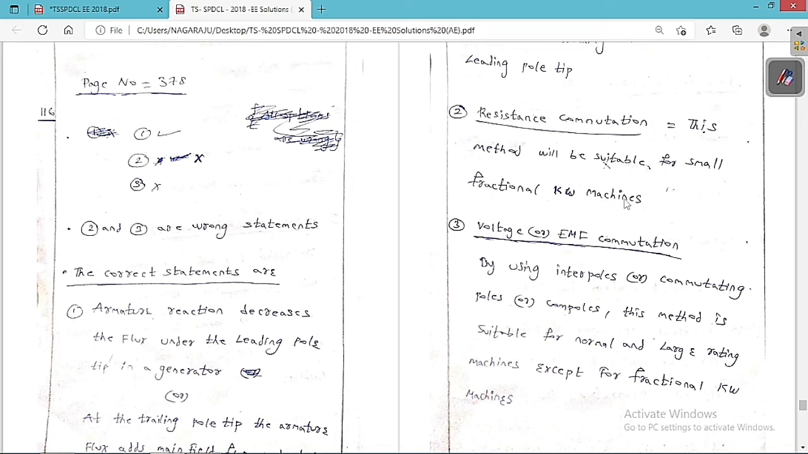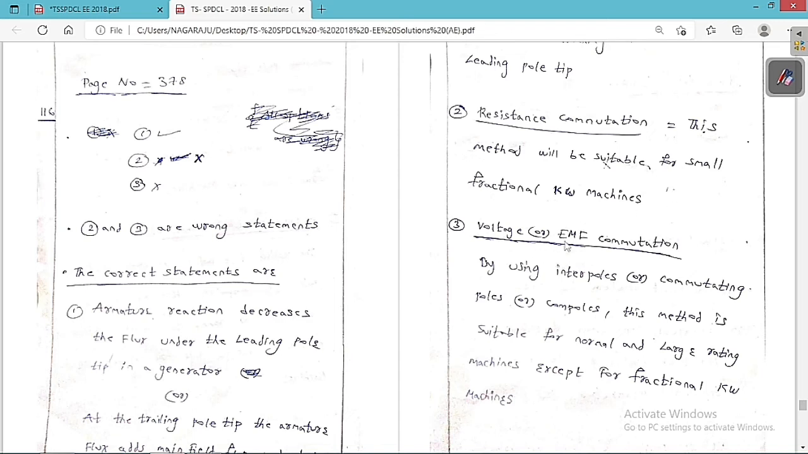Basically the brushes that we choose, we make of huge resistance to withstand the sparks at the commutation. So resistance commutation means we make the brushes of huge resistance to withstand the sparks in the commutation process. So this method is suitable only for small fractional kilowatt machines.